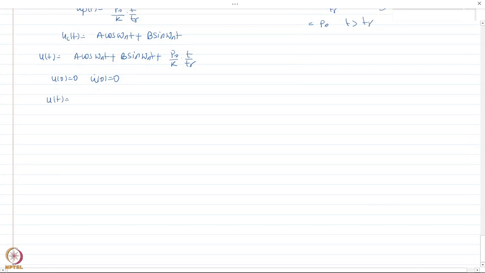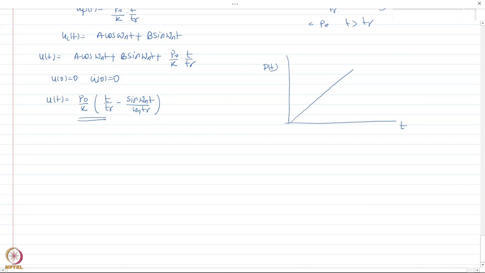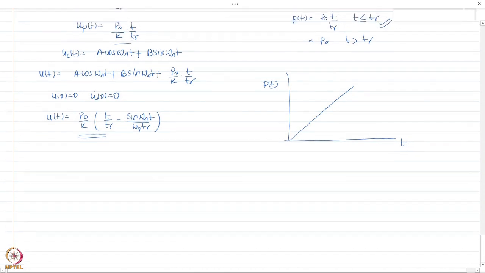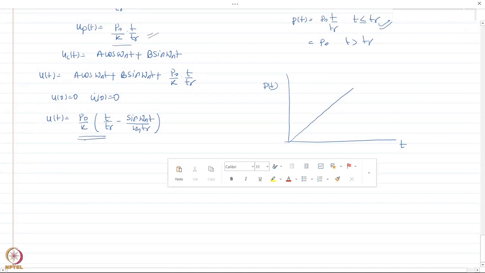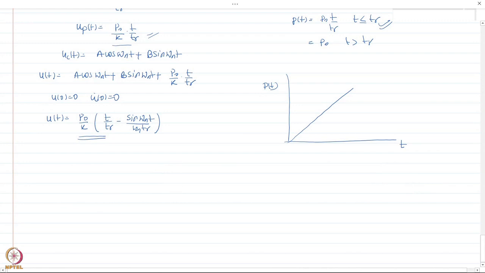You can get the expression for u(t) as P naught by k, t by t_r minus sin omega_n t by omega_n t_r. Now let us just consider the linear part of the force here and try to plot it. This is my t. The first part is nothing but the particular solution from here, and this is basically a linearly increasing function. So the first part is basically P naught t by t_r multiplied with a factor of 1 by k, and this is basically u_st.